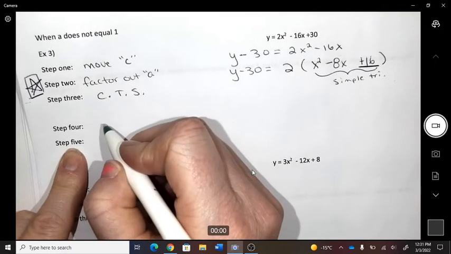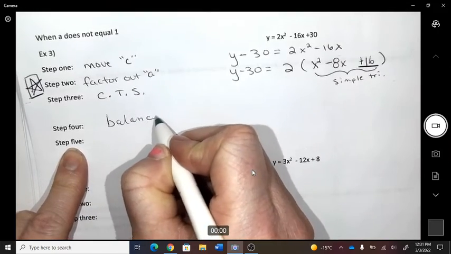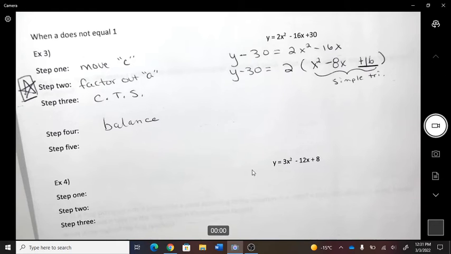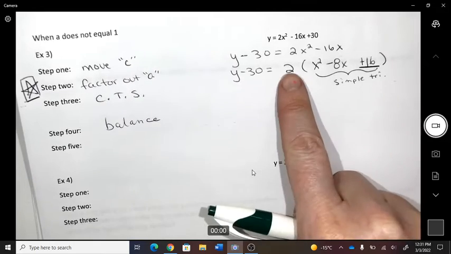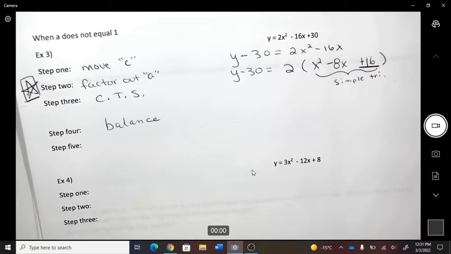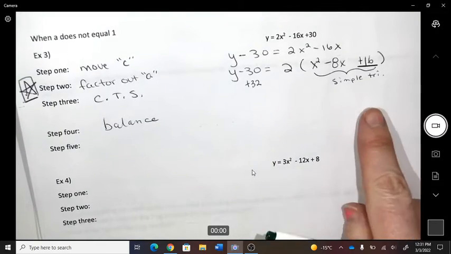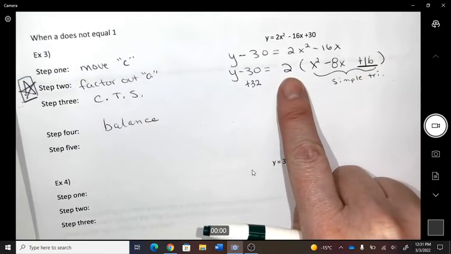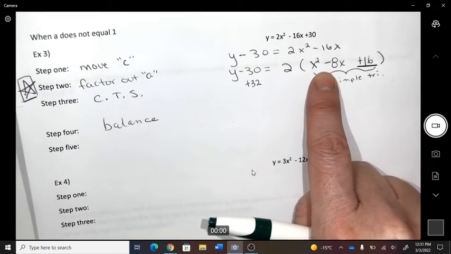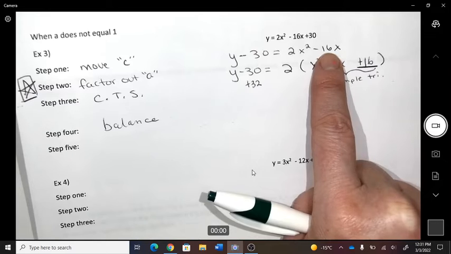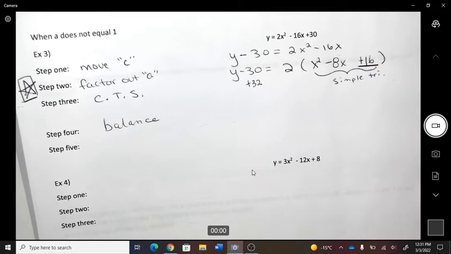Okay, step 4 is to balance it. Now here's something that's going to be different than last time. Last time we would have just added 16 to balance it out, but we can't do that here because we have 2 times 16 is really the amount that we have to consider. So I'm going to have to add 32 to balance it out. This was 2x squared, it existed. This is negative 16x, it existed. This is 32, and that didn't exist.